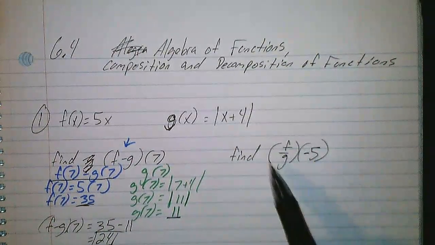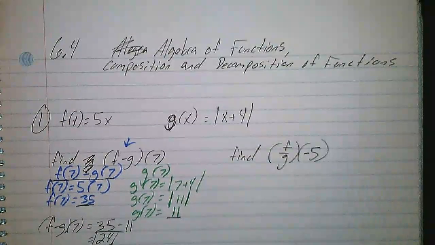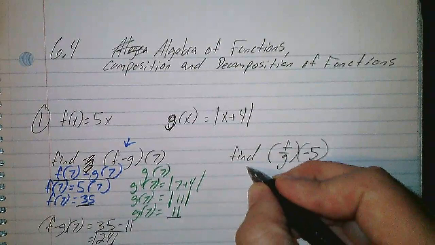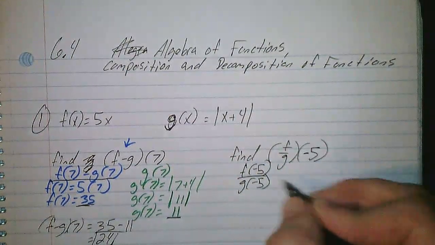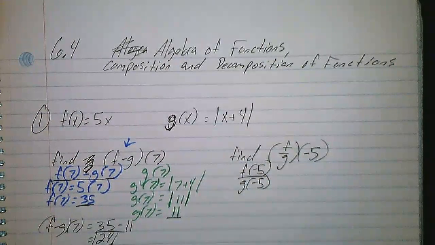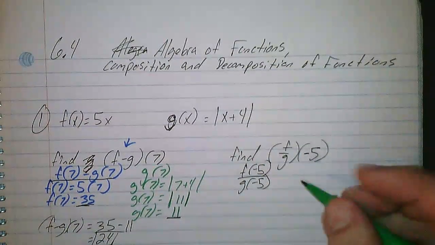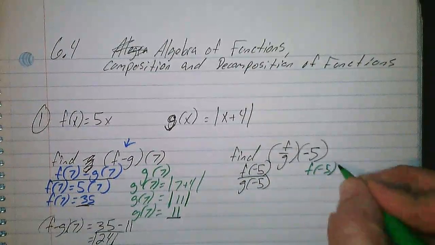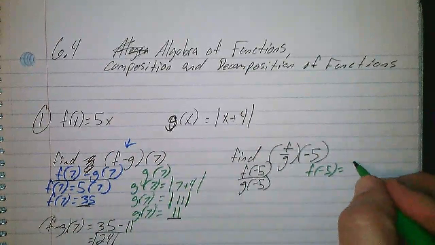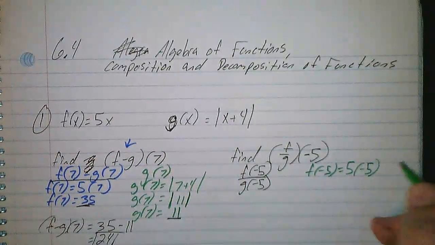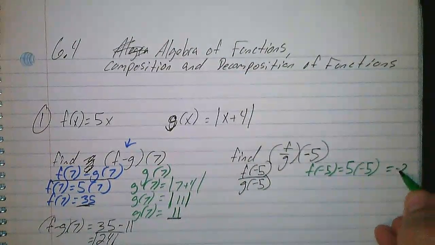You could also be asked to divide. So here we have f divided by g of negative 5, which of course is the same as f of negative 5 divided by g of negative 5. So what is f of negative 5? We use the same functions here. So 5 times negative 5, which is negative 25.